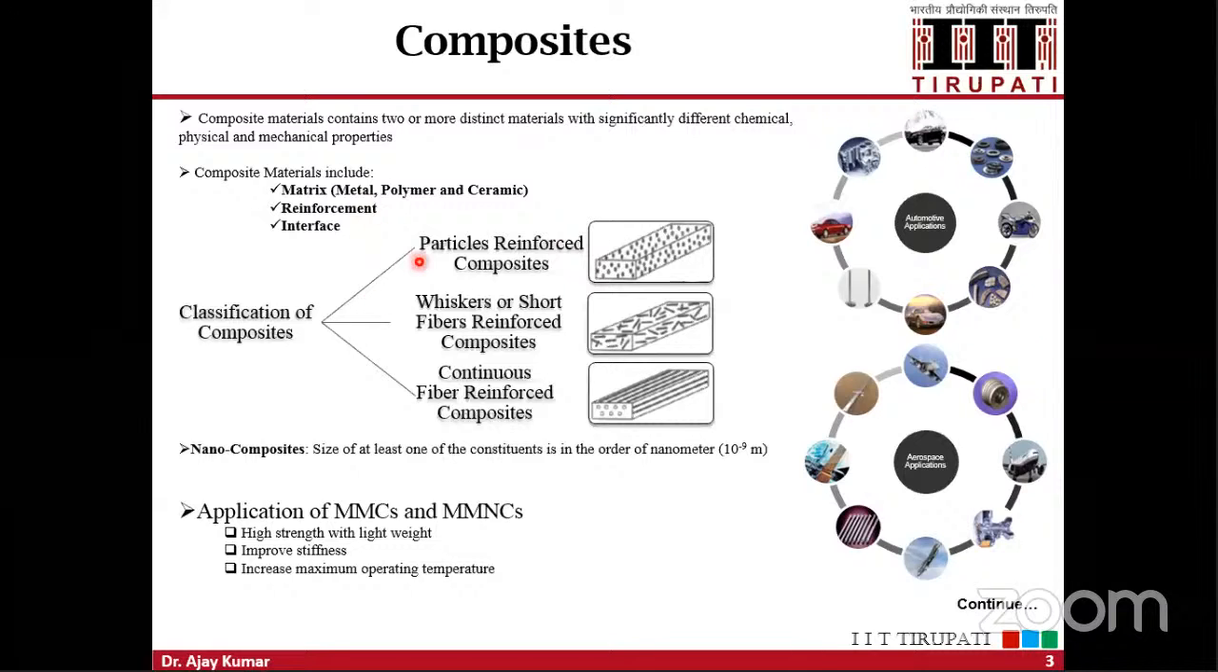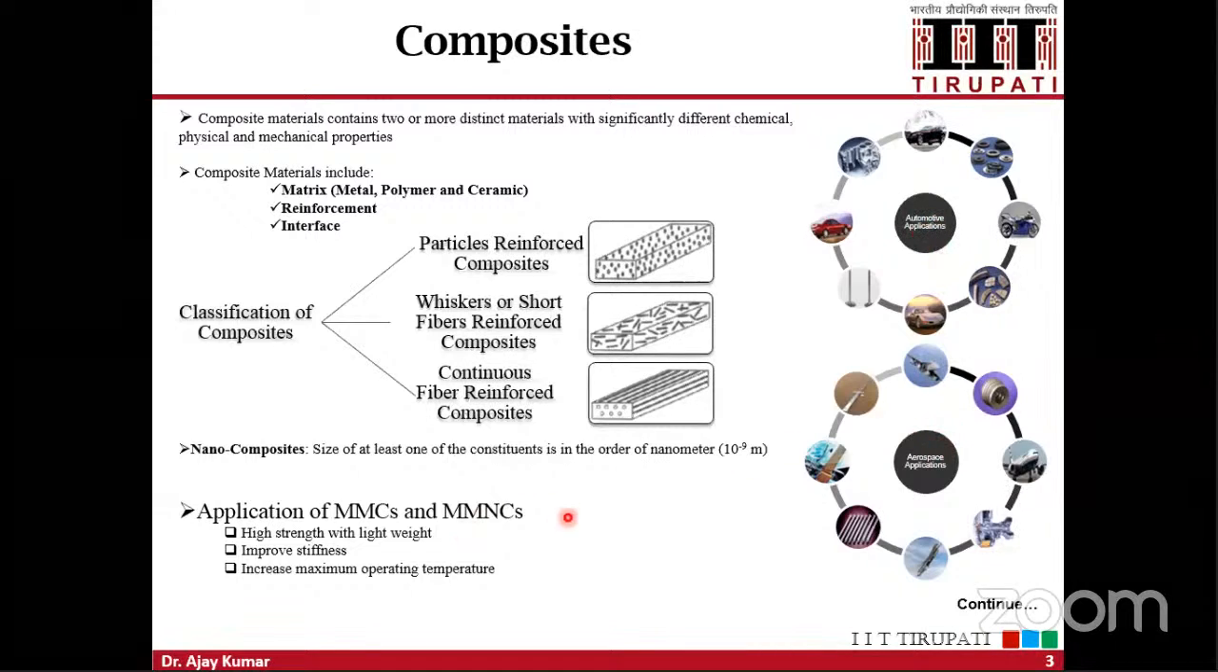So we have three types of classifications in the composite materials. We have particle reinforced composites, whisker or short fiber reinforced composites, and then continuous fiber reinforced composites. Okay. But today I will be discussing the particle reinforced composites. Composite materials have various applications in automotive and aerospace.